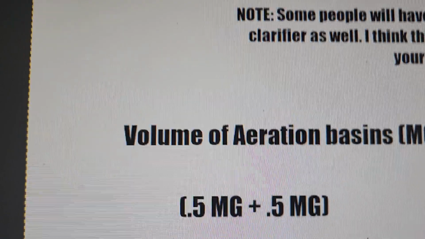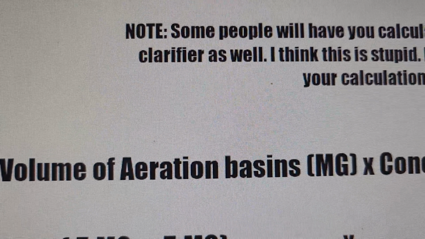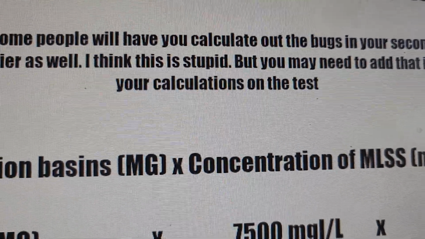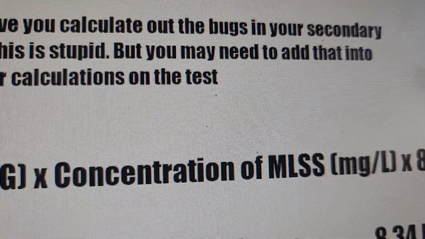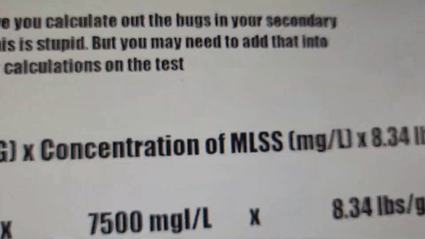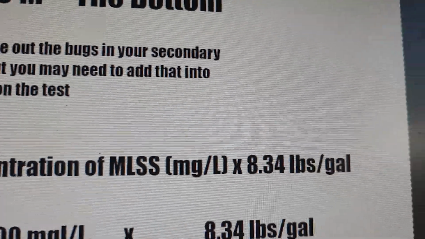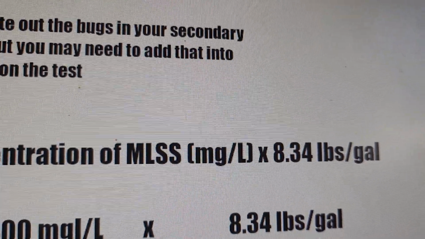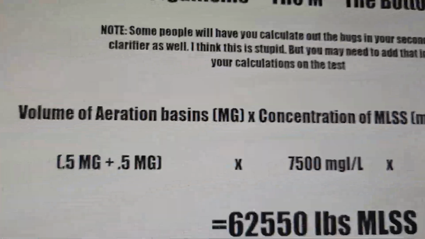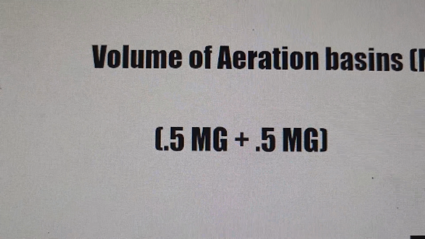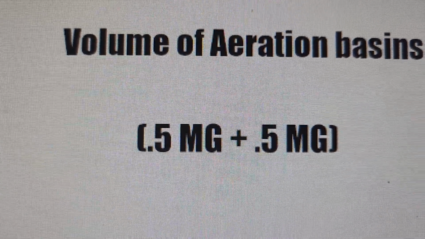So your microorganisms, this is the bottom part of the ratio. You've got the volume of the aeration basins, the concentration of the mixed liquor suspended solids, that's what MLSS stands for. It's your milligrams per liter in your MLSS. 8.34 pounds per gallon. We can't forget that on one side of the problem or you're going to throw off your ratio. So I've got 2 500,000 gallon clarifiers. That's just one.